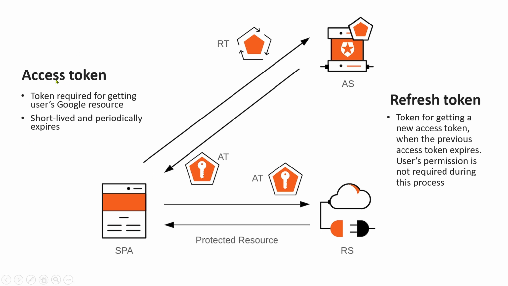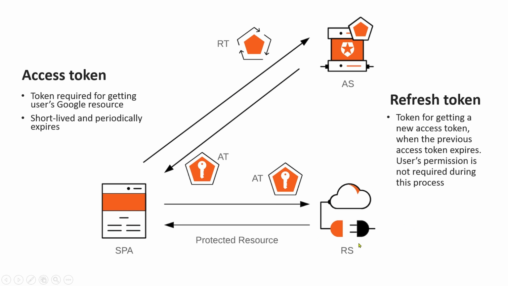So what is an access token? It is the token required for getting the user's Google resource. This is a single page application. Here we are getting AT, which means access token, and RT means refresh token. So why is an access token required? The token is required for getting the user's Google resource.